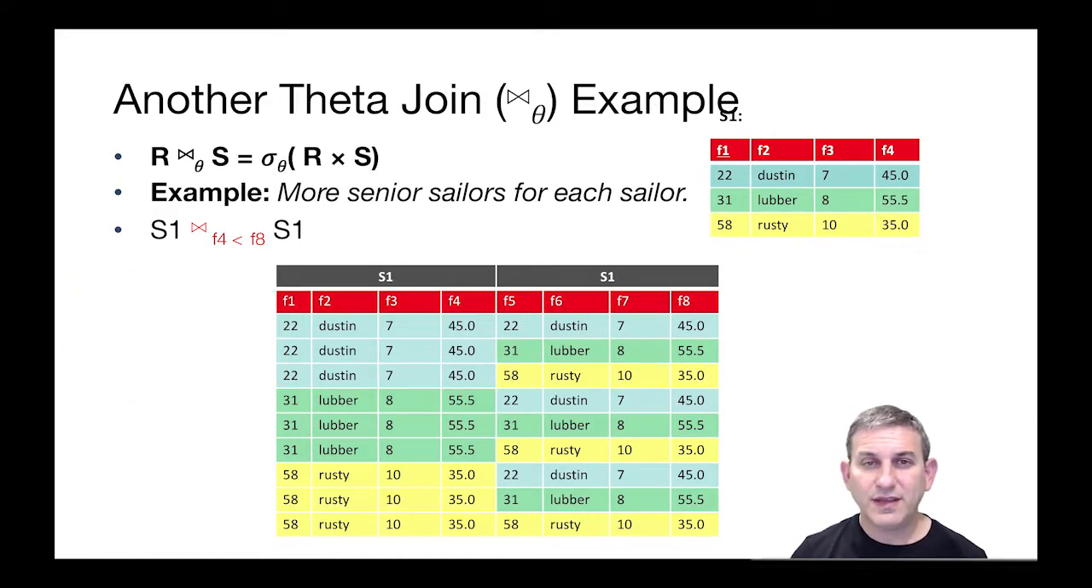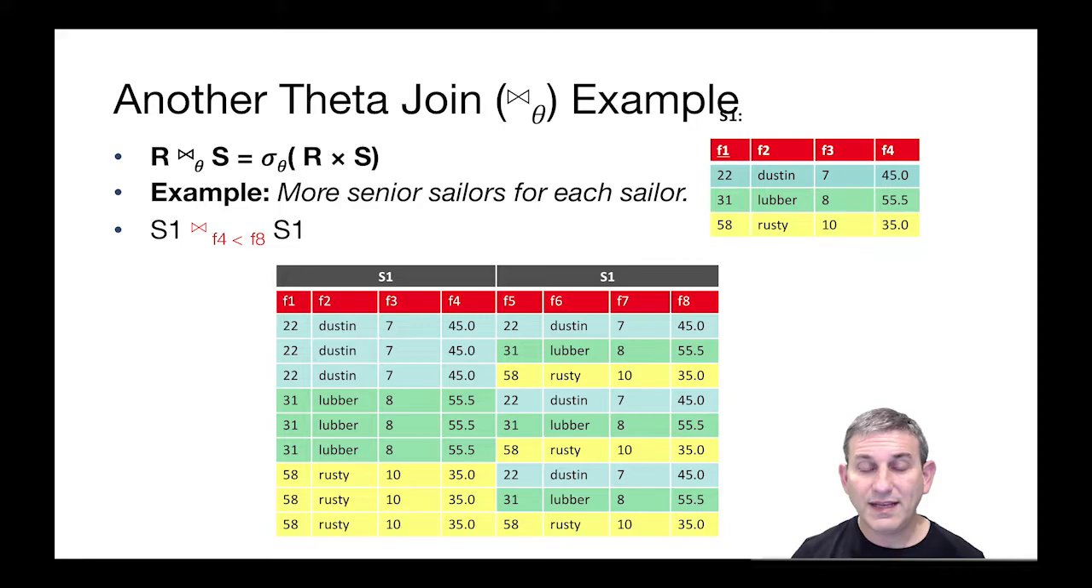Here's a more interesting theta join example, or maybe just a more complicated one. Here we're taking a very arbitrary theta, which is field 4 is less than field 8. And the table we're joining is S1 being joined with itself. So this is called a self-join. And the idea is that we're going to find pairs of sailors where for the first sailor, their age is less than the age of the second sailor. In essence, we're finding all the senior sailors for each sailor.